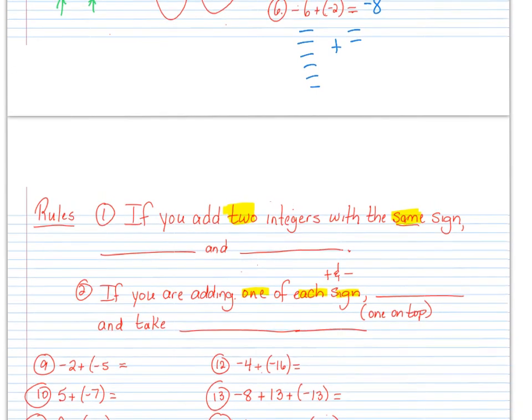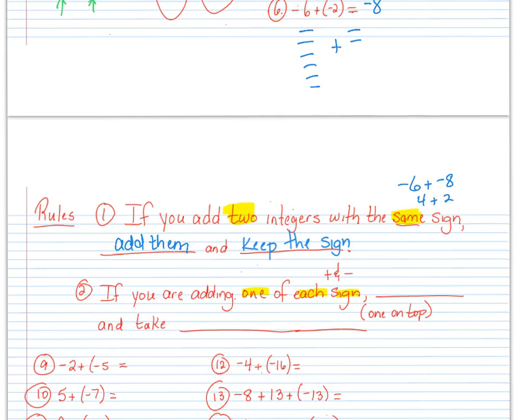If you are adding two integers with the same sign, for example, -6 plus -8, or 4 plus 2, they have the same sign. You are going to add them and keep the sign. Add them and keep the sign. Okay? And you can even say, I'm going to add their absolute values like we did up above.